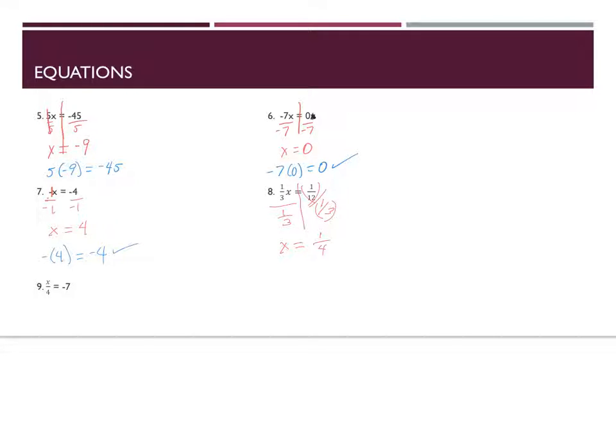If you want to check, you have 1/3 times 1/4. Get your answer as a fraction. That should turn out to be 1/12.